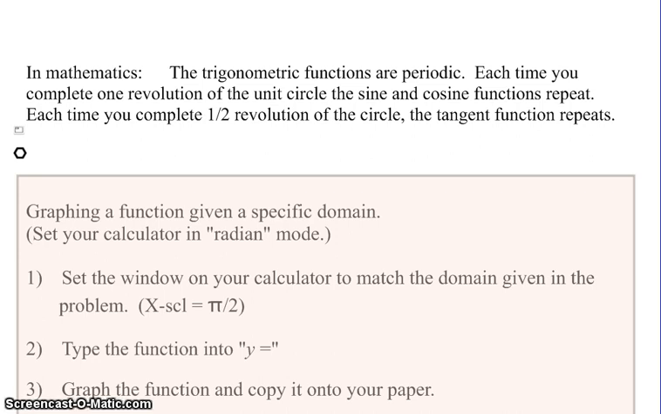We typically graph sine and cosine using radians because one revolution is 2 pi radians, which is about 6.28 radians, as opposed to 360 degrees. We wouldn't want to have to graph all the way from 0 to 360 when we can only graph from 0 to 2 pi.